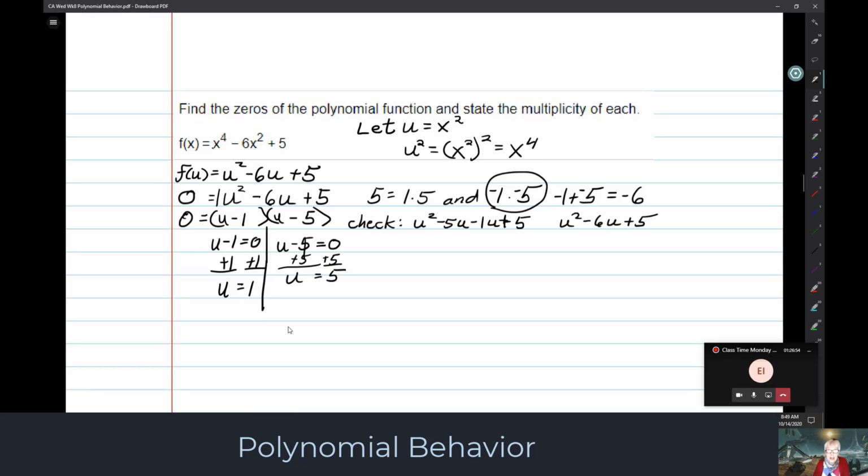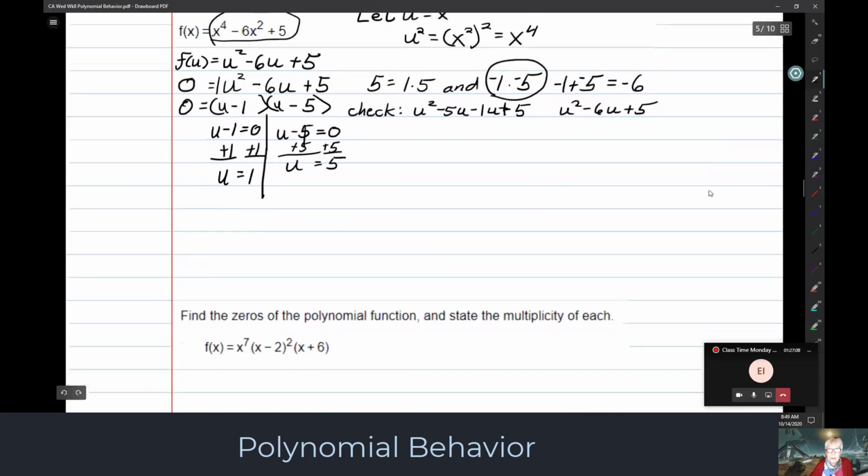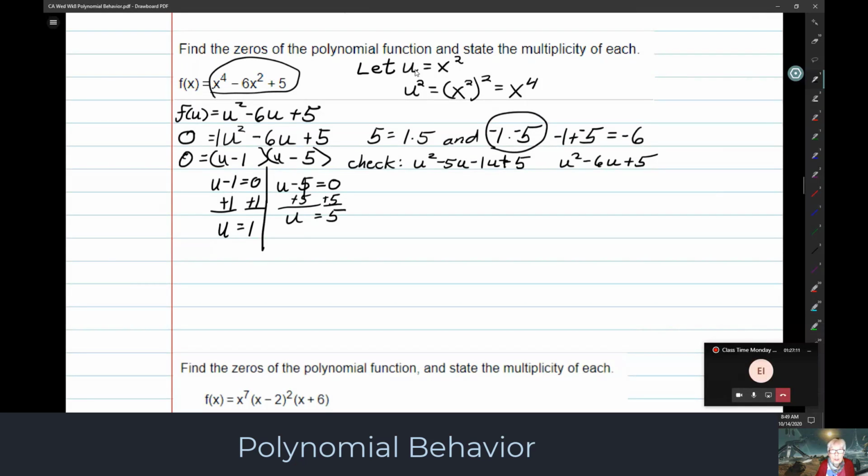But I'm not done because we have to solve for x. We have to solve the original problem for x. So remember, and we wrote it right here, u equals x squared. So this is x squared equals 1. And this is x squared equals 5.